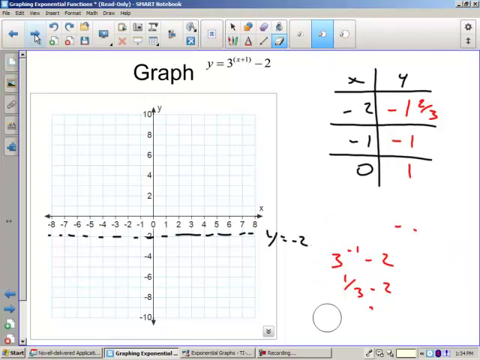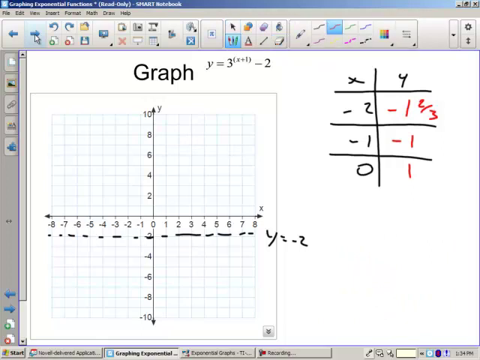All right, I've got a horizontal asymptote. I've got these points. Let me plot them real quick. -2, -1 and 2/3. And I'll label them a little later. -1, -1. And 0, 1. Okay.